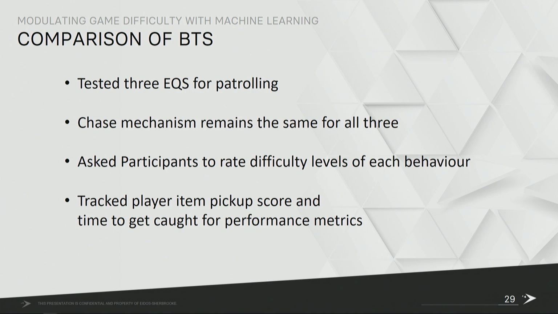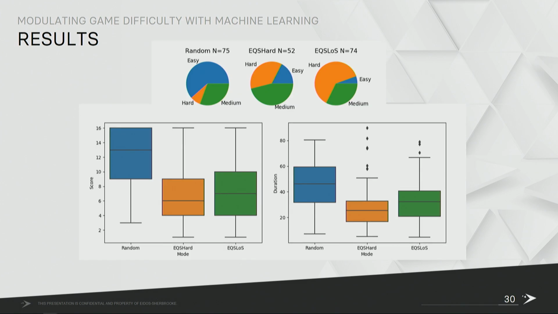And finally, we didn't want only subjective reports, but we also wanted to track how much scoring players could actually obtain with each mode, and for how long they were able to play the game before they were captured, which would be a bit more of a data and objective, let's say, difficulty measure. So we have these subjective reports and these objective heuristic metrics for how difficult the game actually was. So these are the results that we obtained from our experiments.